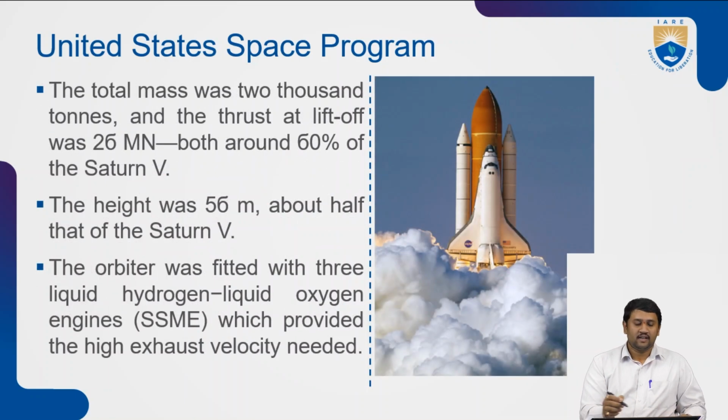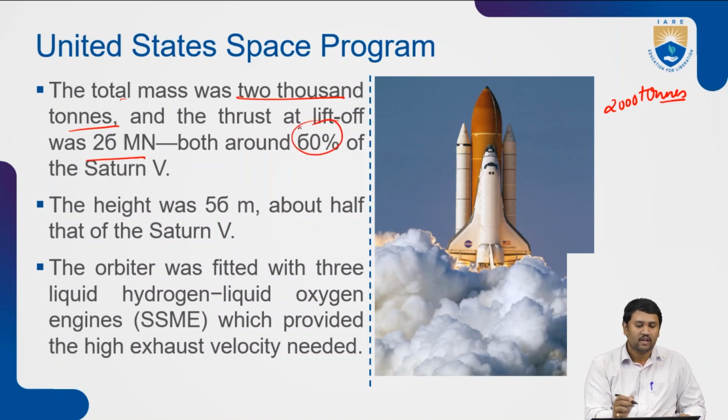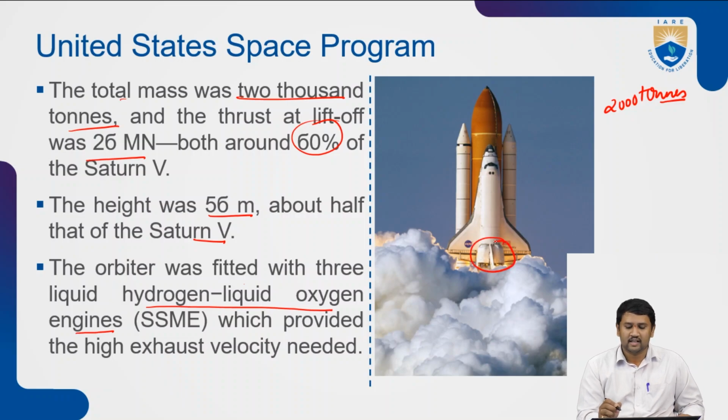Right? The shuttle with a total mass of 2000 tons and a total liftoff thrust of 26 meganewton, both at 60% of Saturn V. The height was 56 meters, about half of your Saturn V, whereas the orbiter is fitted with 3 liquid hydrogen oxygen engines. These are below this.